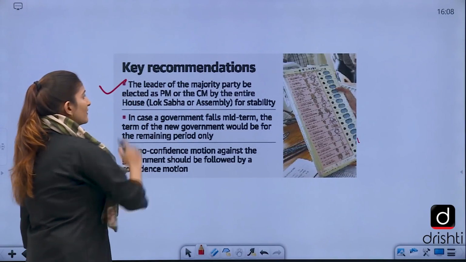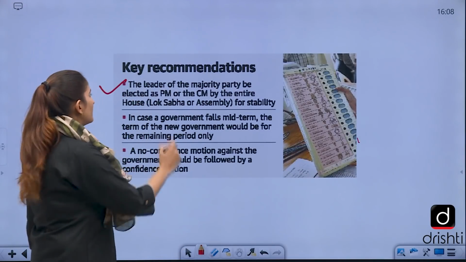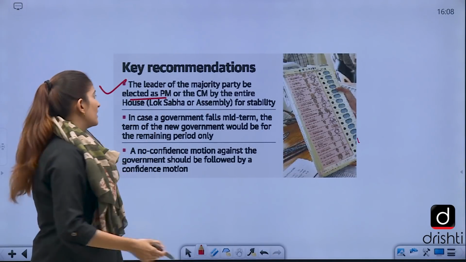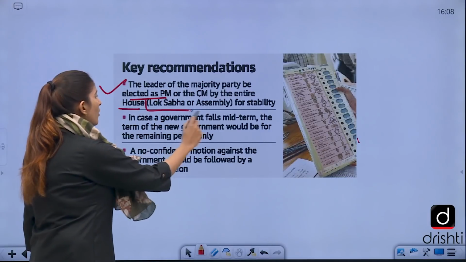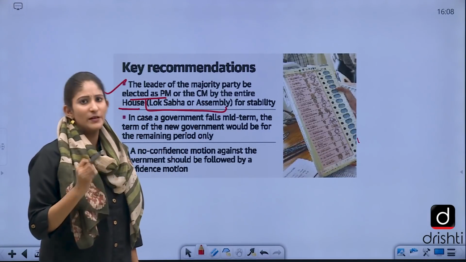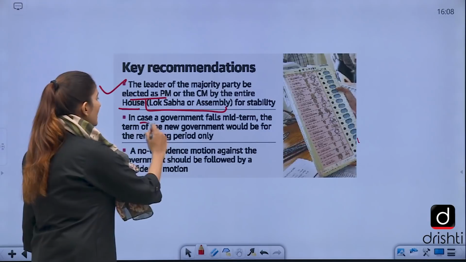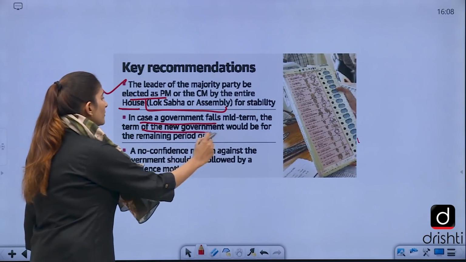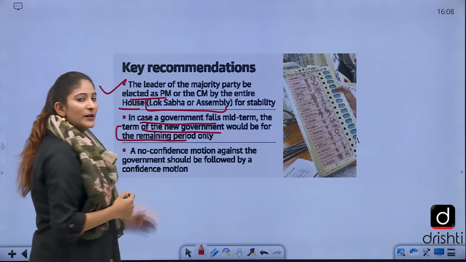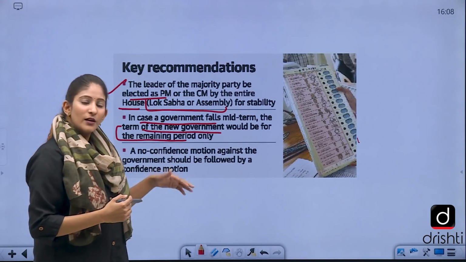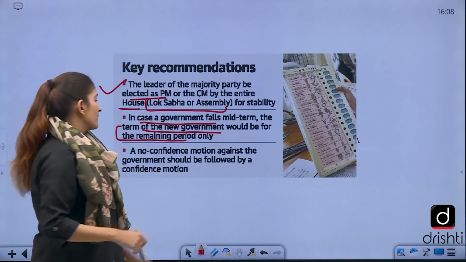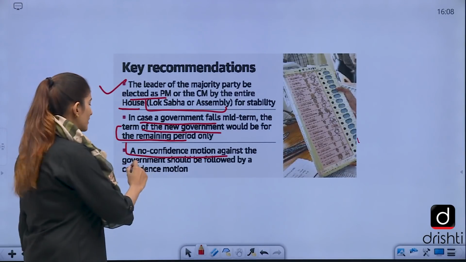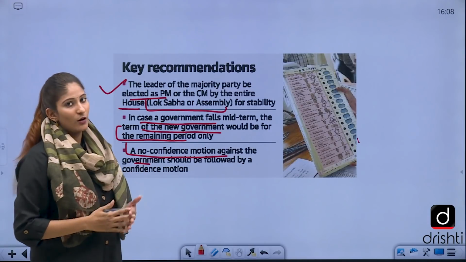First, it said the leader of the majority party should be elected as the Prime Minister or the CM in the entire House, Lok Sabha or Rajya Sabha, for stability. Secondly, in case a government falls mid-term, the term of the new government would be for the remaining period only and not for the initial period. A no confidence motion against the government should be followed by a confidence motion.